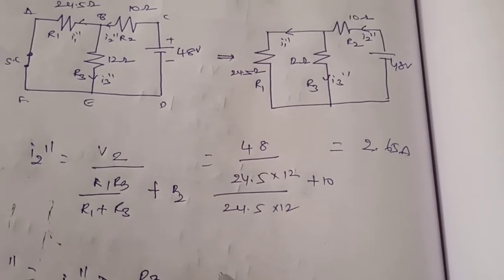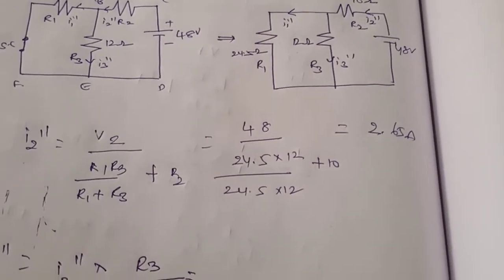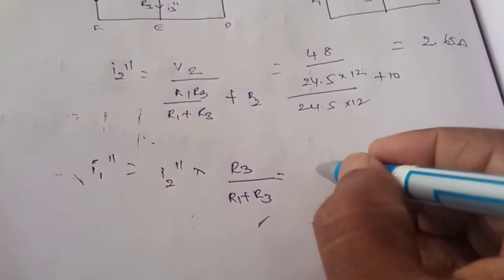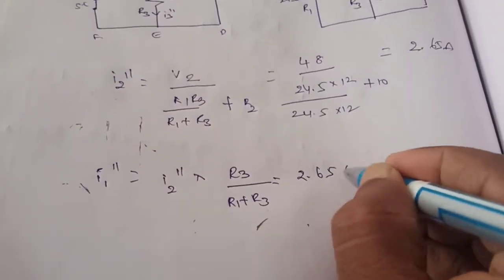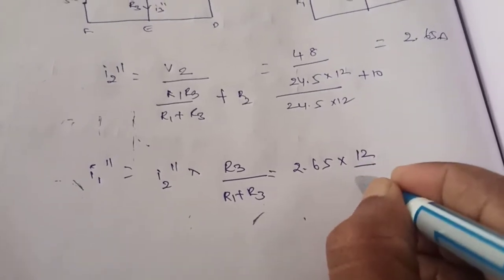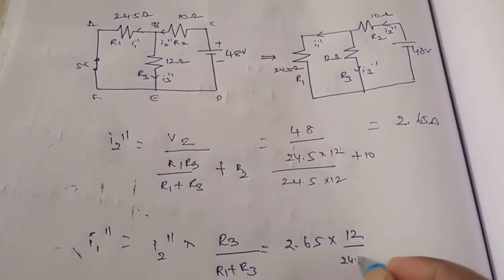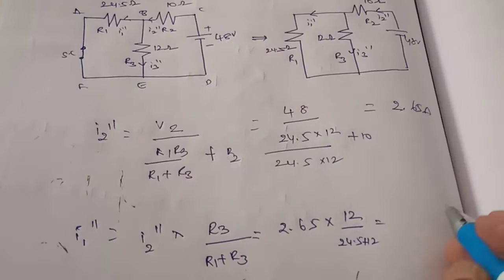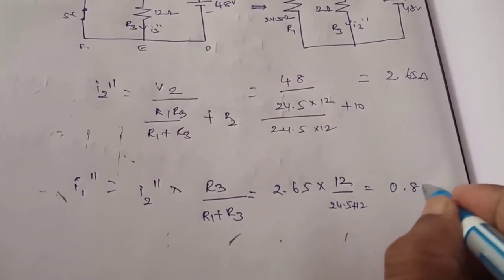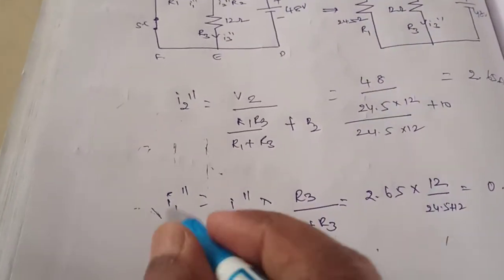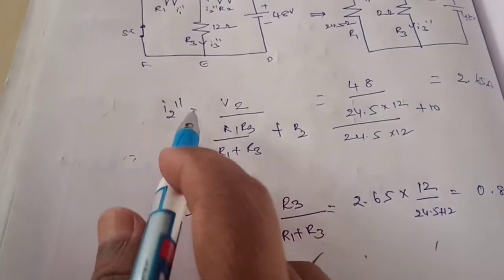Right? So now you have to find out, just simply substitute the values, that is 2.65 into the opposite resistance, 12 divided by 24.5 plus 12. If you solve this, you will get some current as 0.871 amperes. Now you got I1 dash and I1 double dash and I2 double dash.